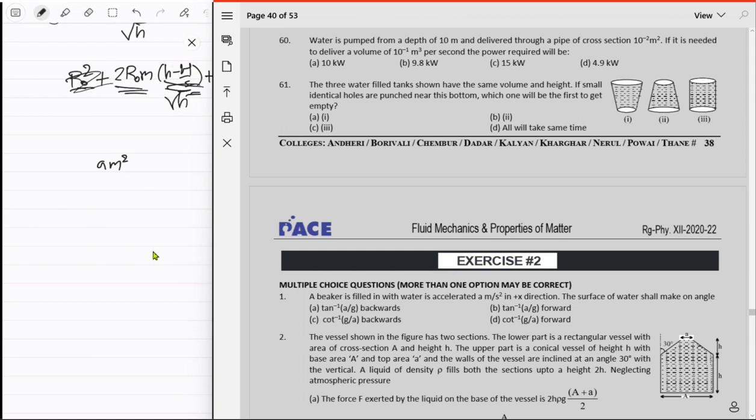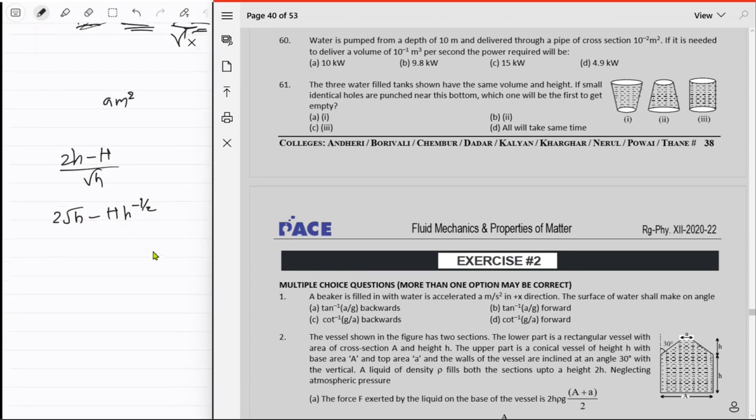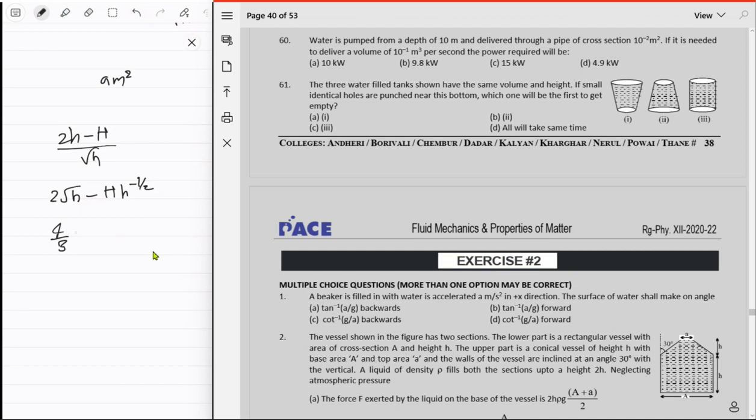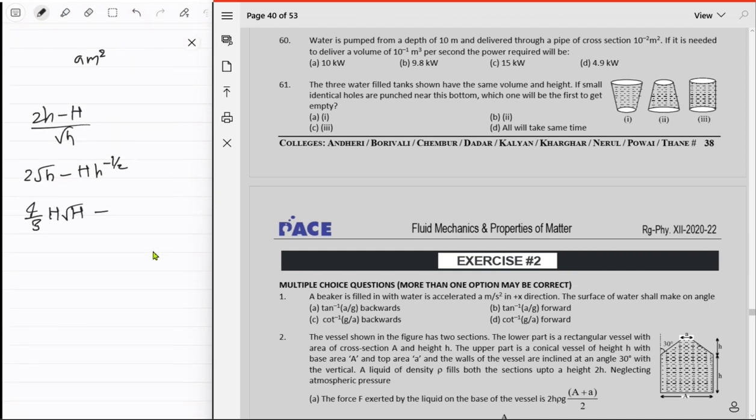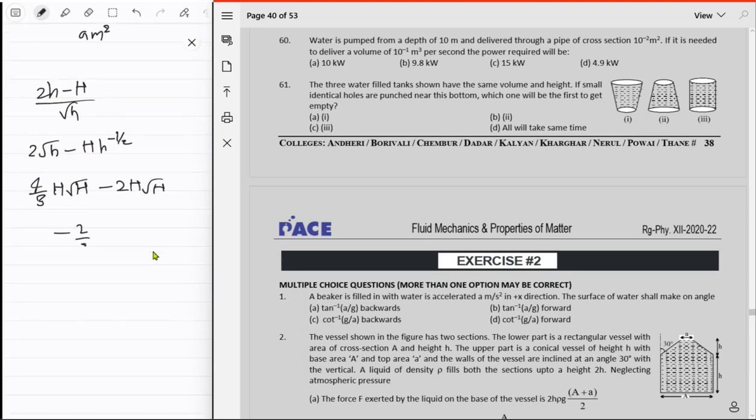We don't want that. The 2 comes inside: 2h minus capital H upon square root of h. So 2 square root of h minus h, and then h power negative 1 upon 2, right? Integrating this, guys, plus 1 is 3 upon 2, so it's 4 upon 3, h power 3 upon 2, h square root of h, going from 0 to capital H, right? So just capital H, square root of capital H, minus 1 upon 2. Divide by that, just 2h, this sort of h, right? So just this thing. Yeah, it's negative. It's negative 2/3 of h square root of h.